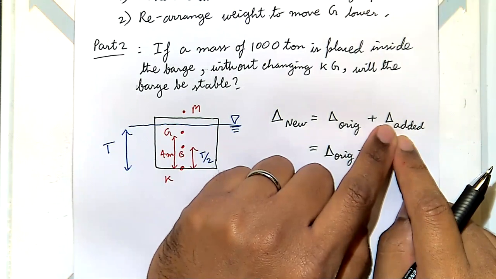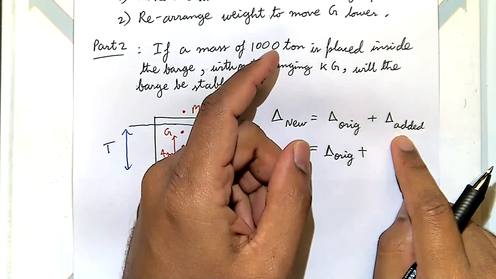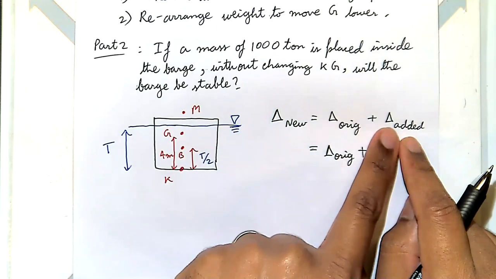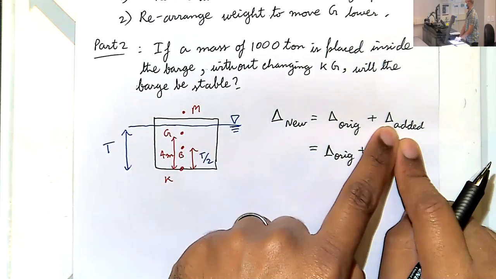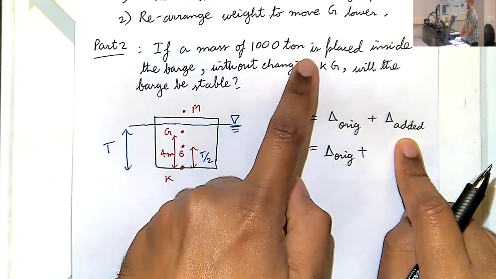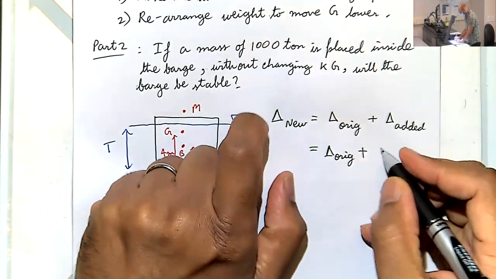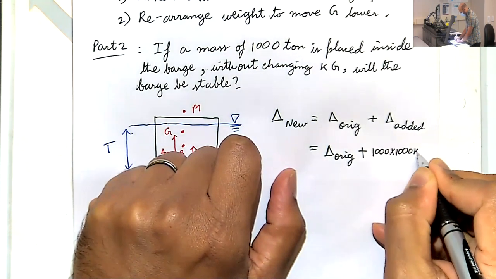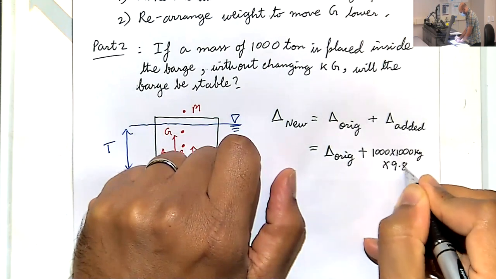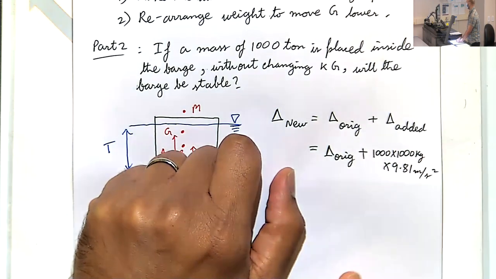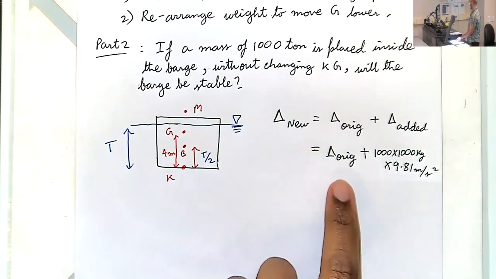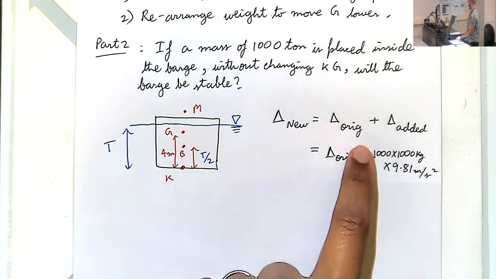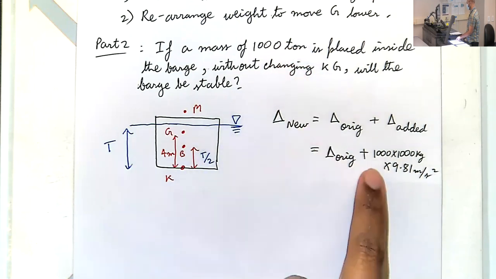It'll be the 1,000 times acceleration, 9.8. So it's not the volume, right? It's not Nabla, it's delta. So this is the weight of the additional mass. This is mass, this is not weight. So we have 1,000 ton is 1,000 kilogram times 9.81 meter per second squared. Okay. So everybody okay? Why is it 1,000 times 1,000? One ton is 1,000 kilograms. And so that's why.